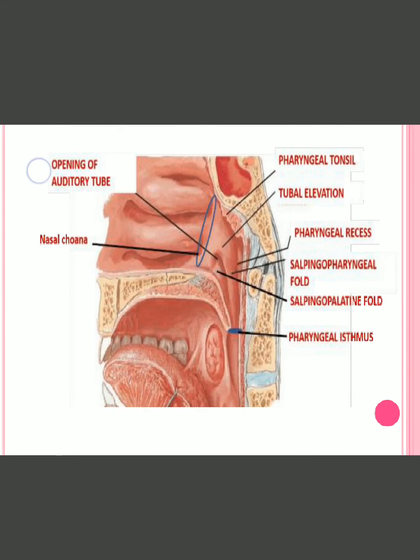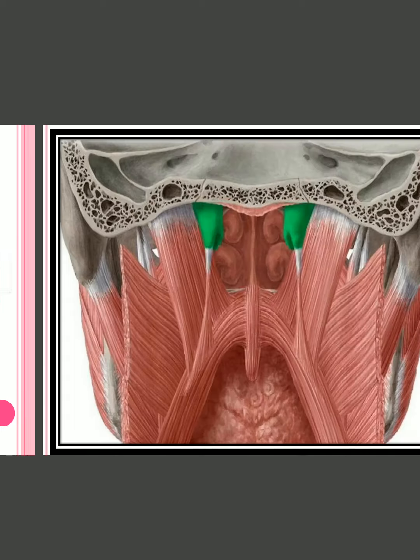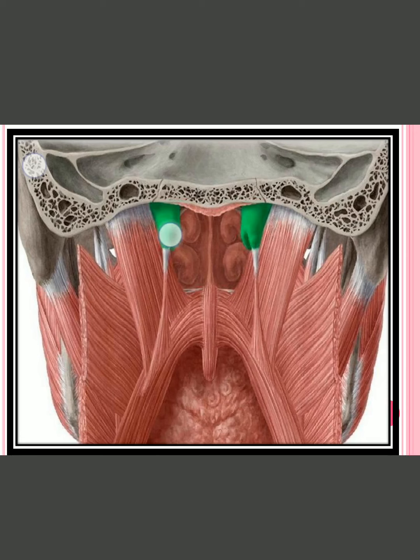In this image, you can see here, this is the tubal elevation, and this is the lateral wall of the nose. And this elevation is formed because of the base of the cartilaginous part of the auditory tube. In this figure, this is the cartilaginous portion of the auditory tube, which is connected with the nasopharynx, or it opens into the nasopharynx.